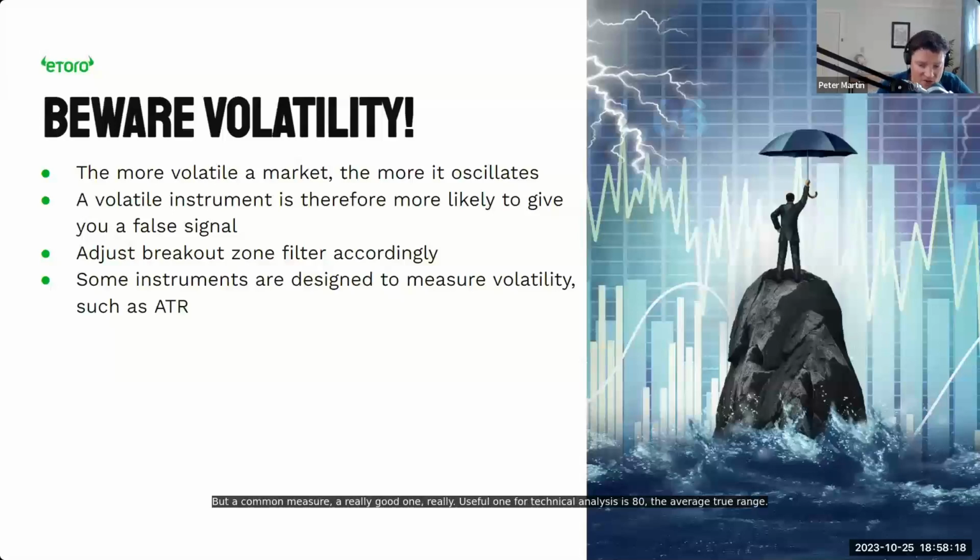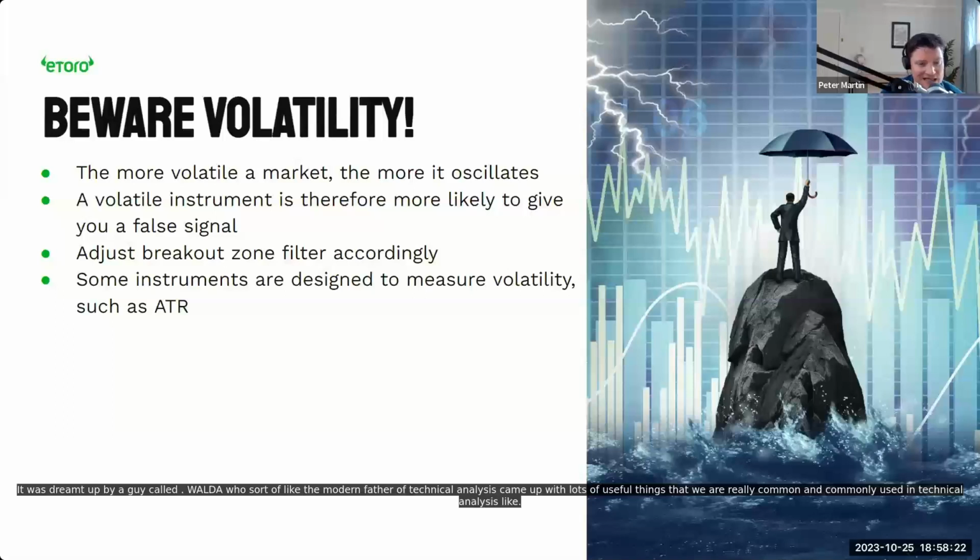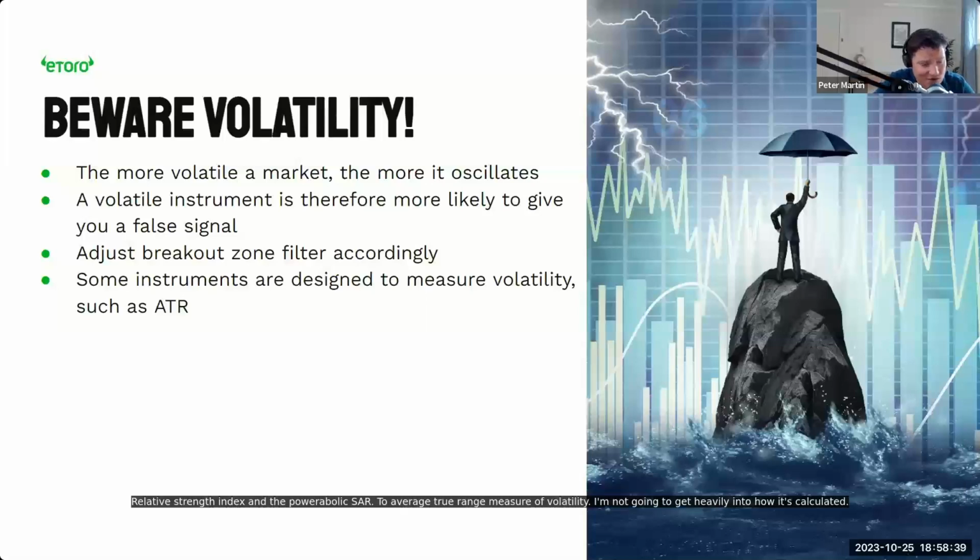But a common measure, a really good, really useful one for technical analysis is ATR, the average true range. It was dreamt up by a guy called J. Wales Wilder, who's the modern father of technical analysis. He came up with lots of useful things that are really common and commonly used in technical analysis, like the relative strength index and the parabolic SAR. So average true range, a measure of volatility.